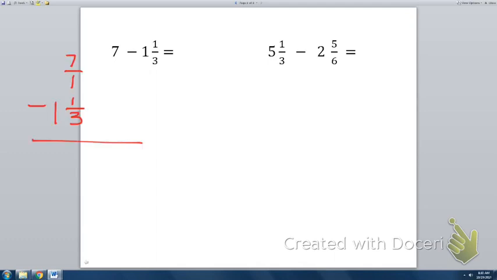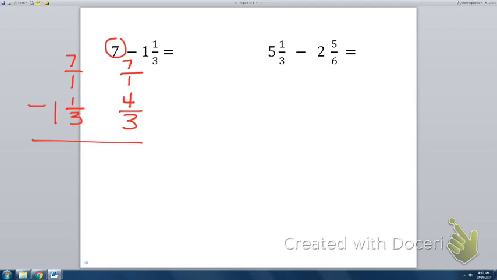Okay, so in the first example, I wrote this vertically, and I changed my whole number 7 to 7 over 1, and then I'm subtracting 1 1/3. So 7 over 1 is already an improper fraction. I just need to make the bottom one improper. So let's go ahead and do that. 3 times 1 is 3, plus 1 is 4, so that's 4 over the denominator 3.